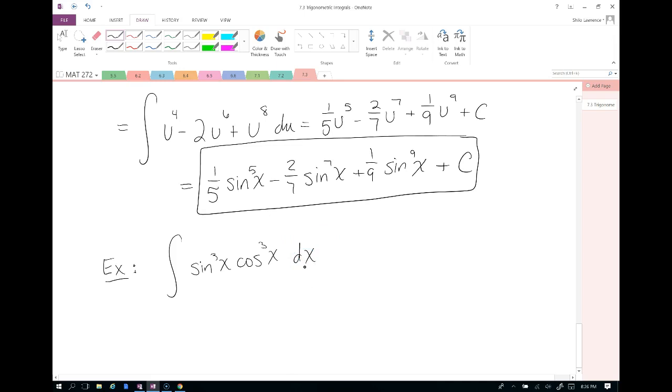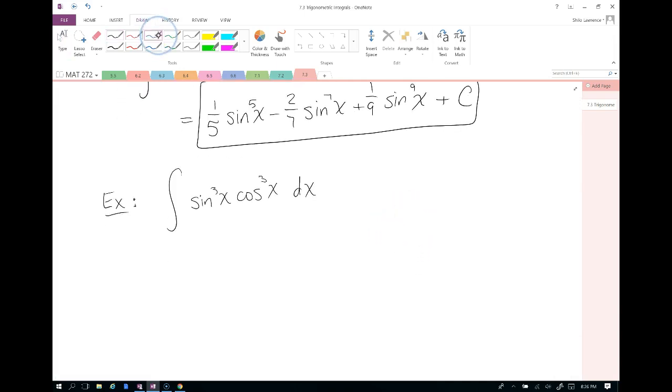We've got sine cubed times cosine cubed. Now remember, the question we were to ask ourselves is: is at least one of our exponents odd? And the answer is yes. We have at least one odd exponent. We actually have 2 odd exponents. And when you have 2, that means you get to choose which one you want to break apart.